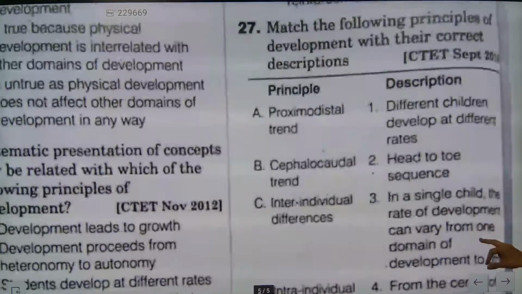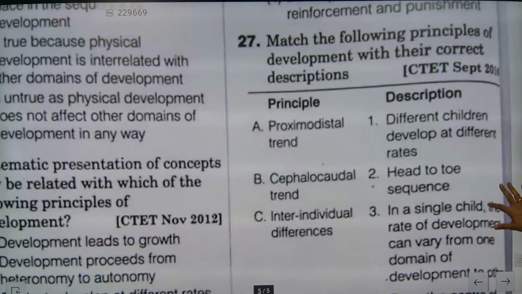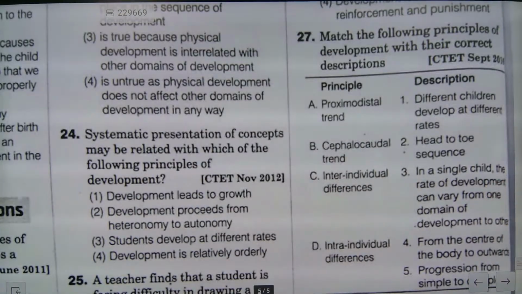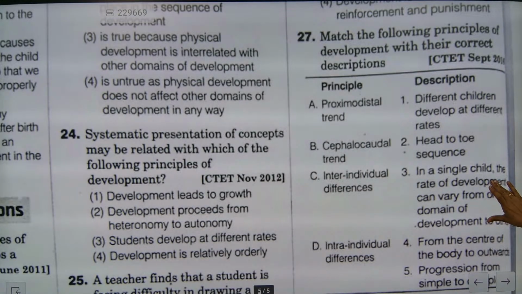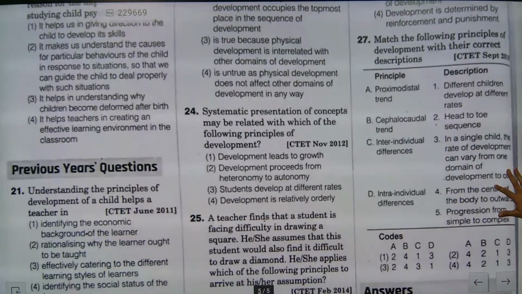Now look here, match the following principles of development with their correct descriptions. Check this one out. Proximal will be head to toe sequence. Then cephalocaudal. No, no. Proximal is progress from simple to complex. Cephalocaudal is head to toe, right?